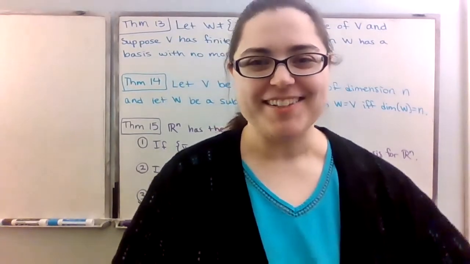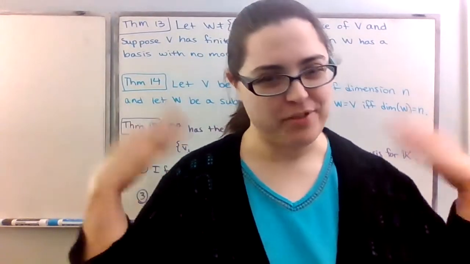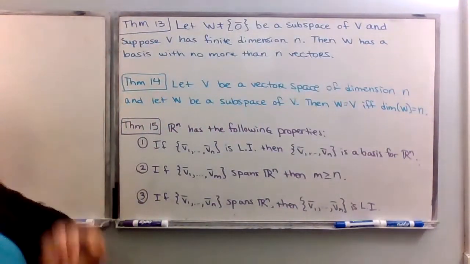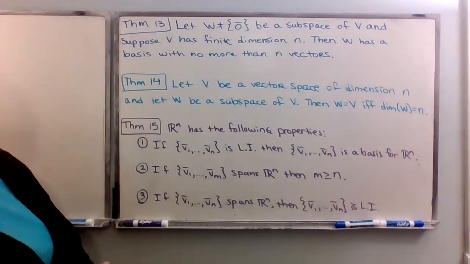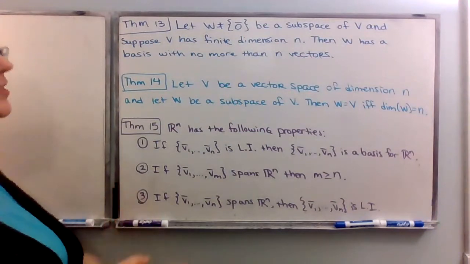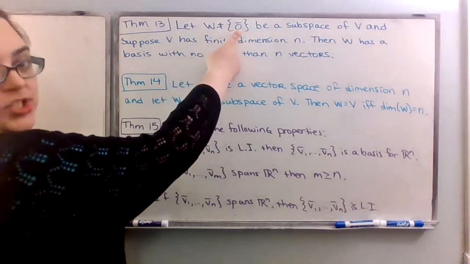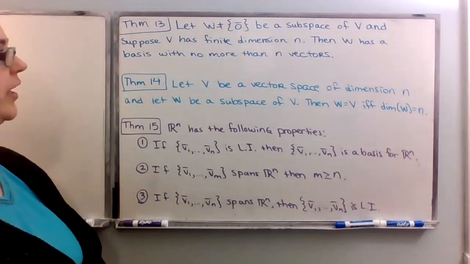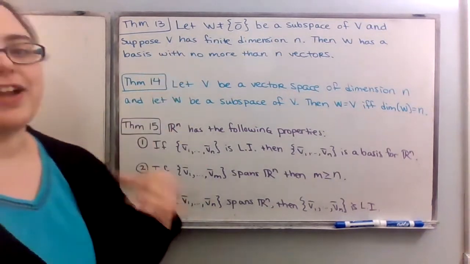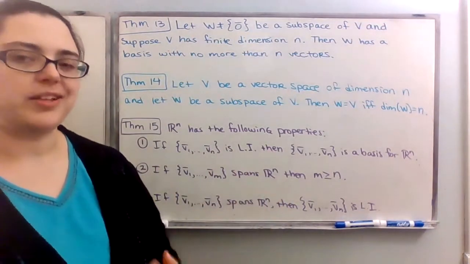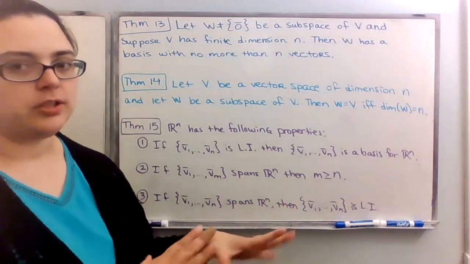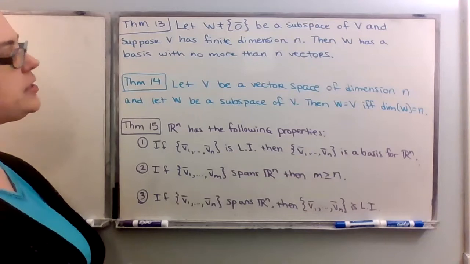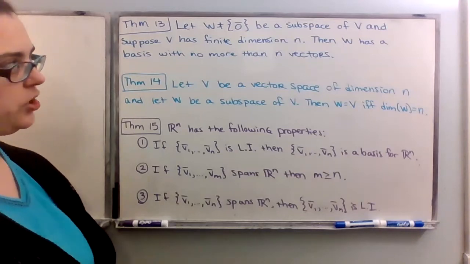Okay. All right. So here are our 3 theorems that I mentioned. The first one, theorem 13, says that let's say I have a subspace W that is not just the 0 subspace of our vector space V. And let's say that V has a finite dimension n. So in this course, we're only really going to be worried about finite dimensional vector spaces. Then W has a basis with n or fewer vectors.